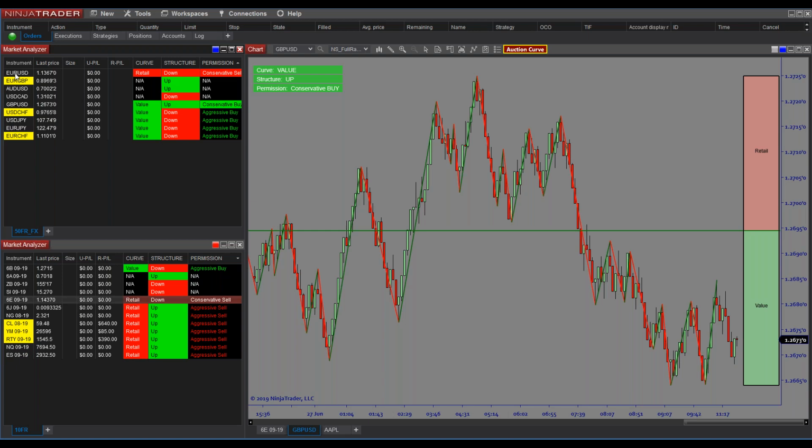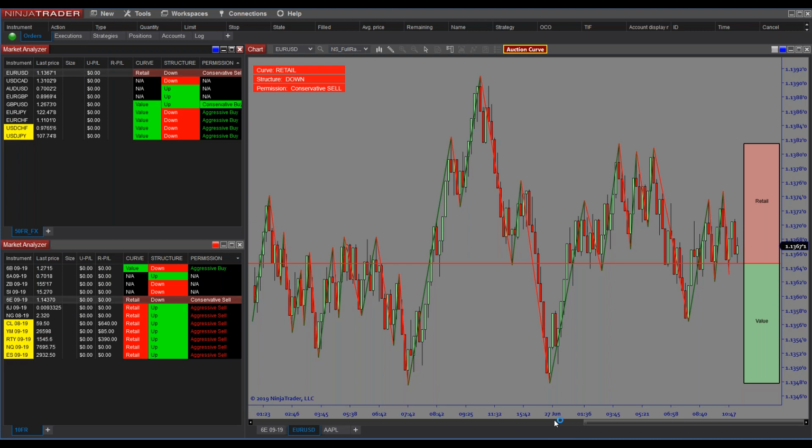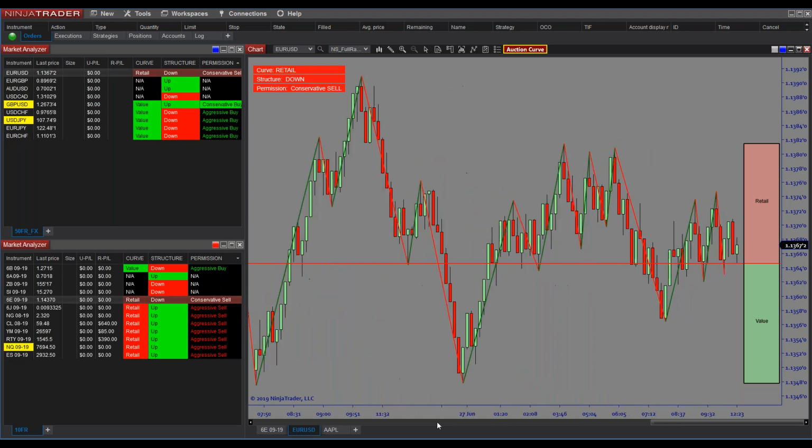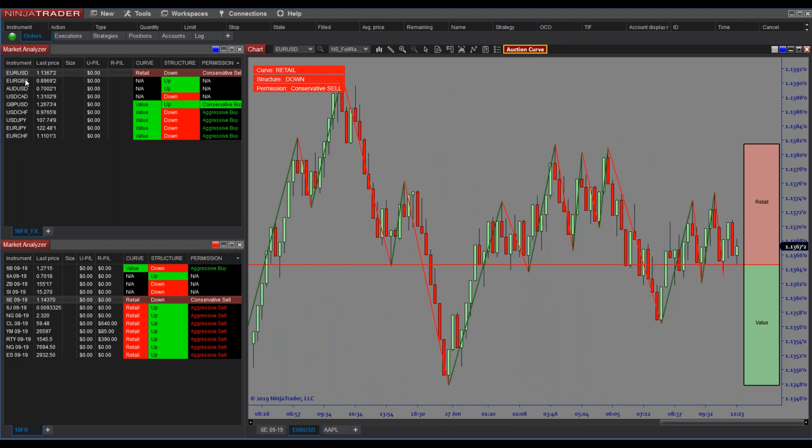The Euro USD is in a conservative environment right now. I can look for retail price levels. Perfect. I should be selling. Structure is down. That means the sellers are in control of this market. Let's click on the Euro. Let's wait for it. Same thing. The Euro USD and the 6E, they match each other.